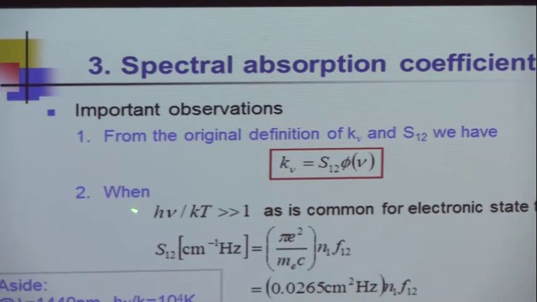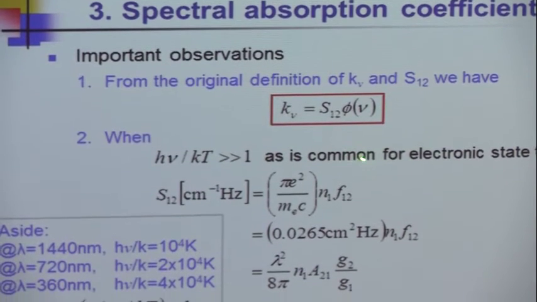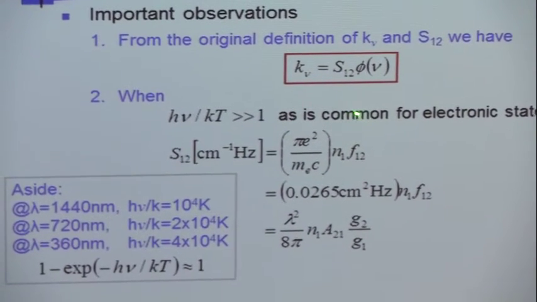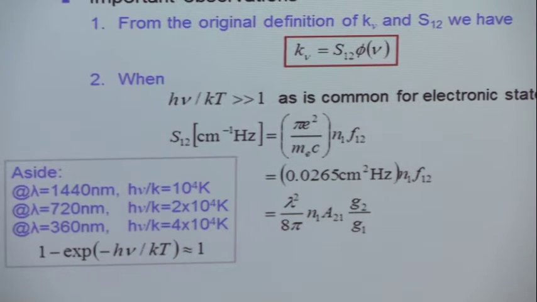Oftentimes this h nu over kT is much greater than 1. It is for transitions in the UV. And so you can find some simplifying relationships to help us understand the strengths in terms of just an Einstein A coefficient. You can get some simplifying relations if you leave off the 1 minus e to the minus h nu over kT. So if you tell me A and the degeneracies and the number density, I know S, or vice versa. Typically, we know A, we know G2 over G1, we know S, and we are solving for N1. Typically, the goal is to find N1.